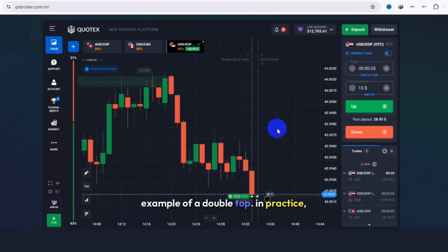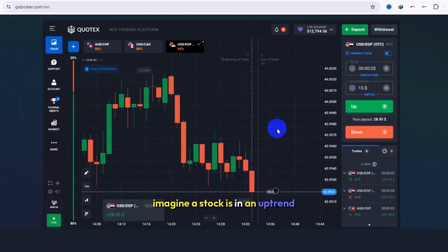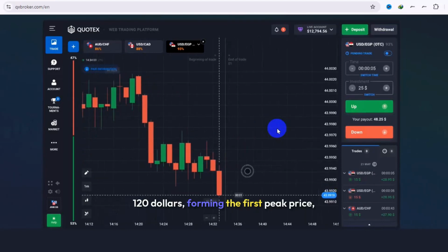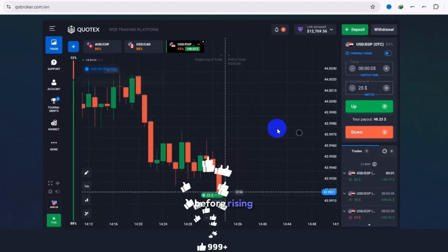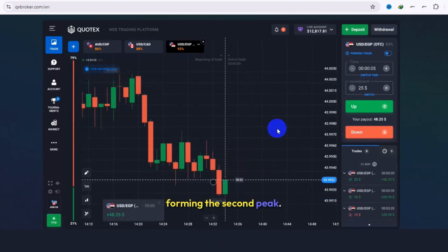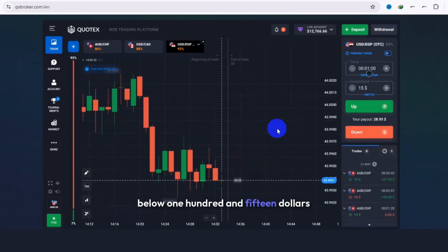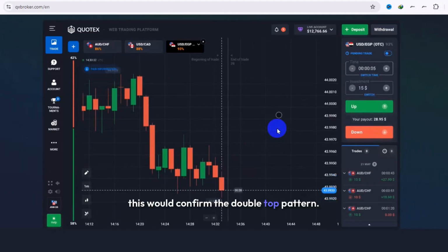Example of a double top in practice. Imagine a stock is in an uptrend and reaches a high of $120, forming the first peak. The price then pulls back to $115 before rising again to $120, forming the second peak. If the price then falls and breaks below $115, the neckline, this would confirm the double top pattern.